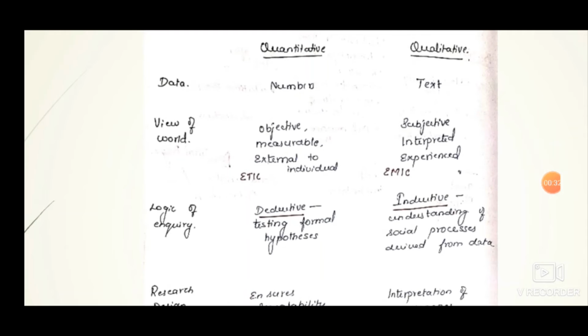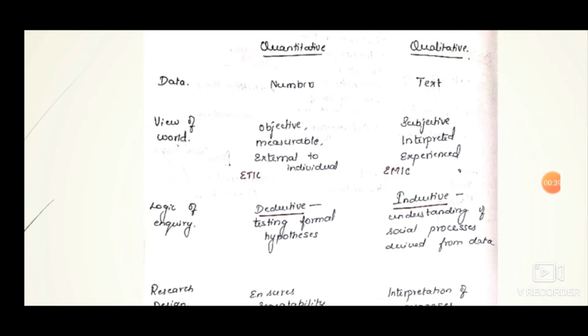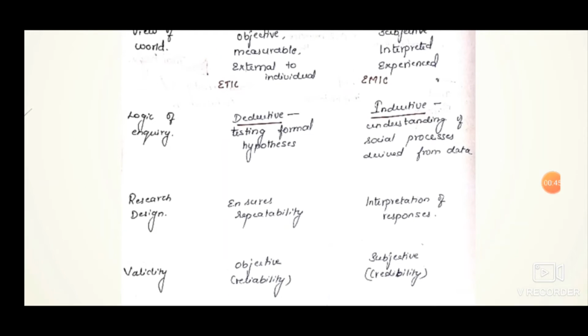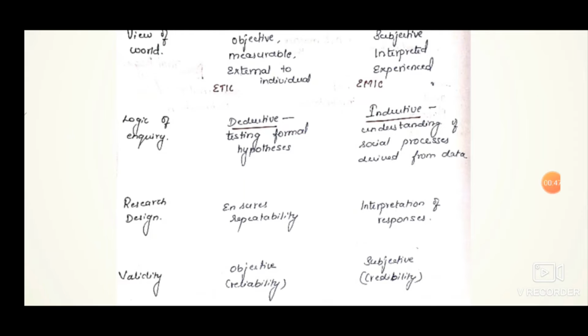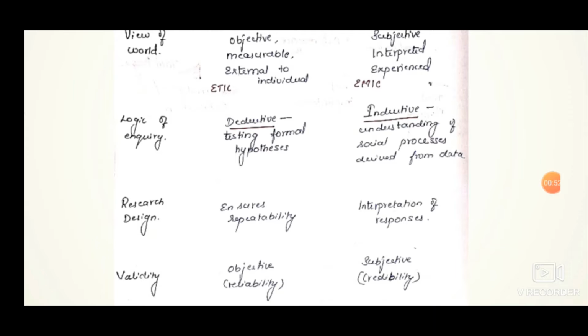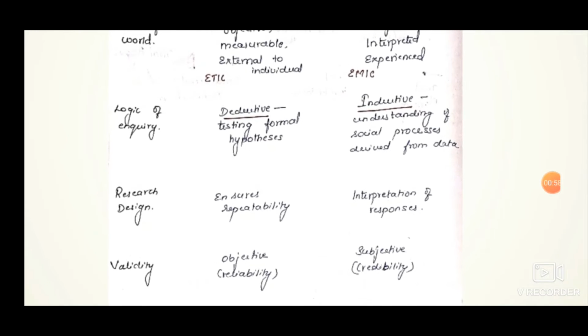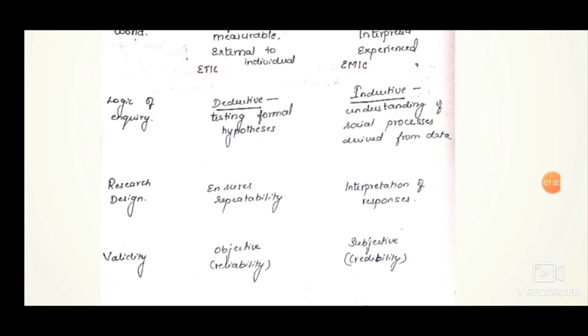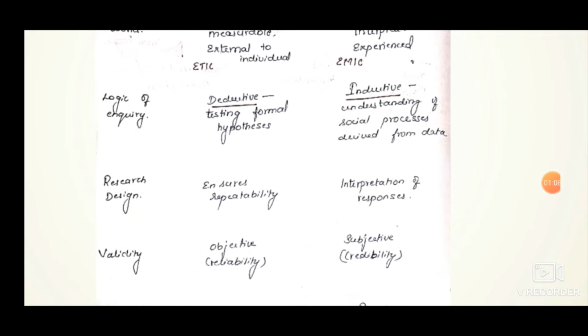Quantitative methods are objective, measurable, and external to someone, and qualitative methods are subjective, interpreted, and experienced. Quantitative methods include testing a formal hypothesis, whereas qualitative is understanding of events related to or derived from data. Quantitative data ensures repeatability, whereas qualitative has the interpretation of responses.